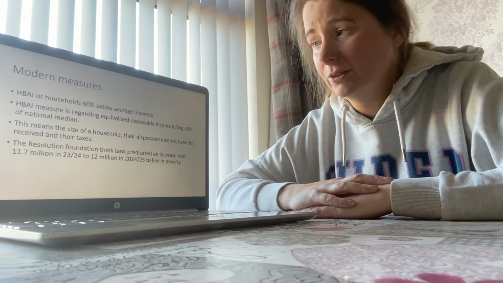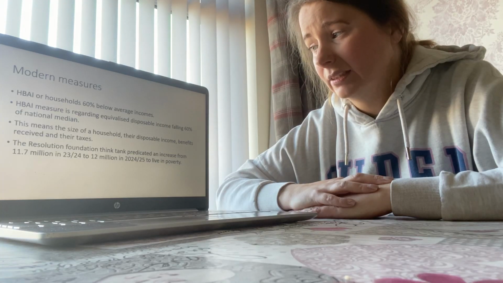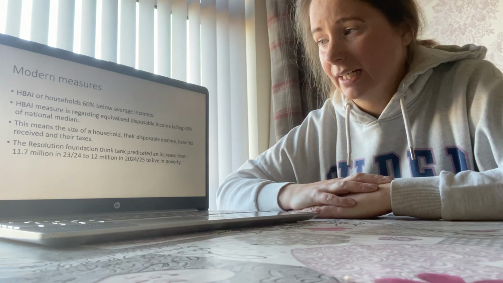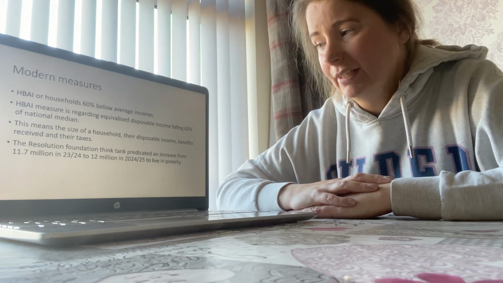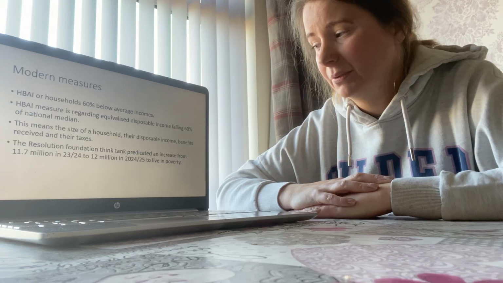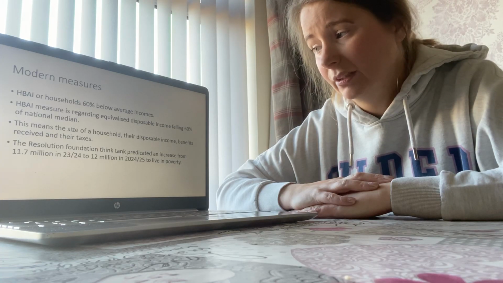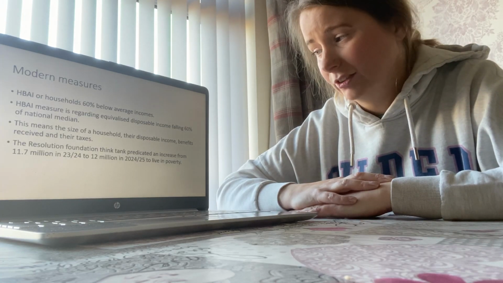Modern measures. HBAI, or households below average incomes. The HBAI measure is regarded as equivalised disposable income falling below 60% of the national median. This takes into account the size of the household, their disposable income, benefits received and their taxes. The Resolution Foundation think tank predicted an increase from 11.7 million people in 2023 to 12 million people in 2024 to 2025 living in poverty.